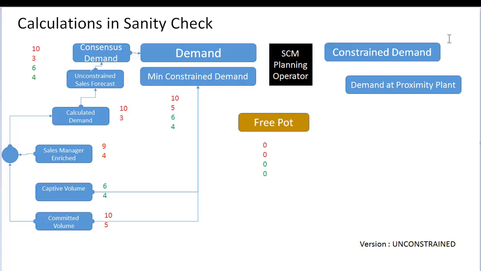In this case, the constraint demand will be 10 for the first customer product combination and 5 for the second one. Even if the consensus demand is just 3, because the minimum constraint demand is following the original committed volume for the second combination, the system will make sure that all the committed volume is planned.